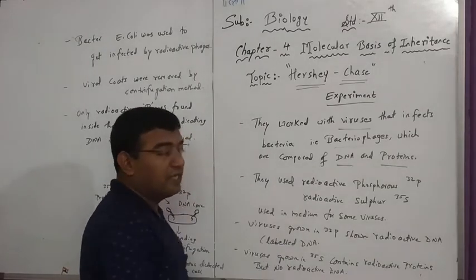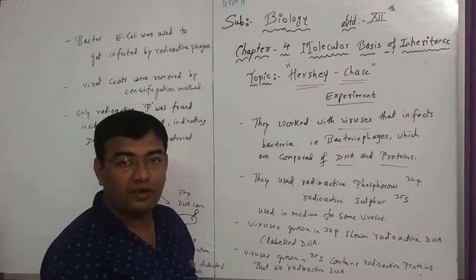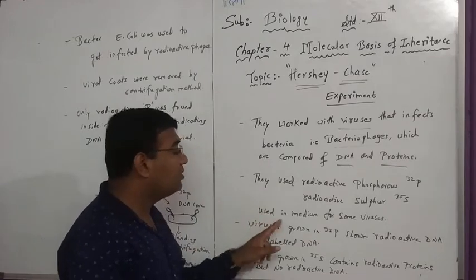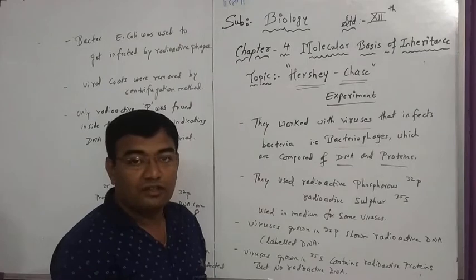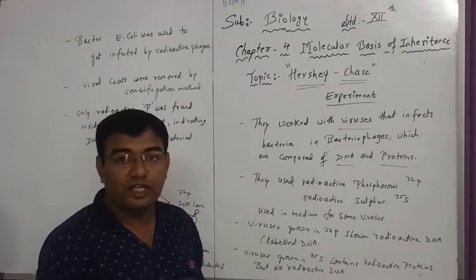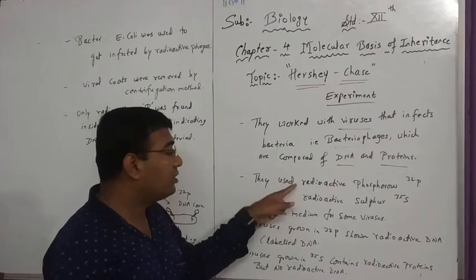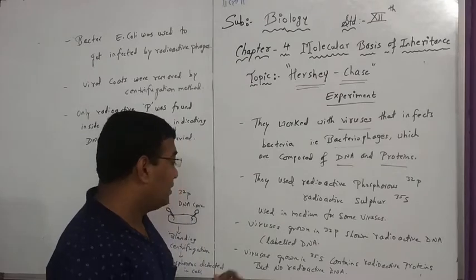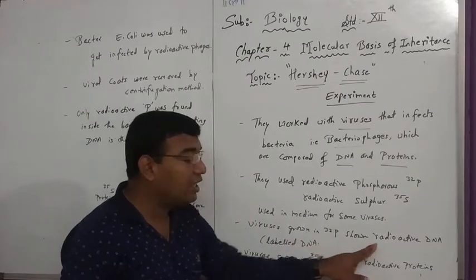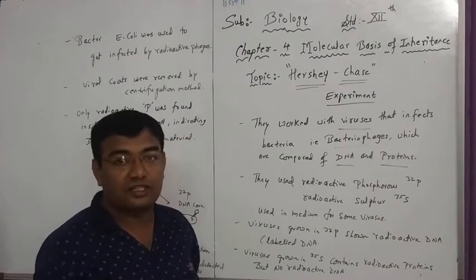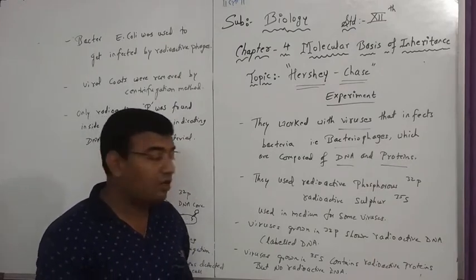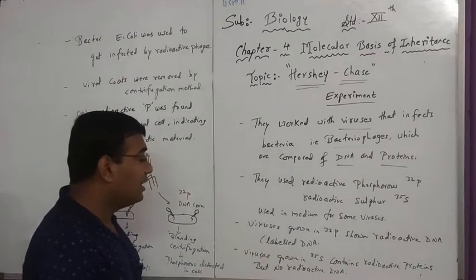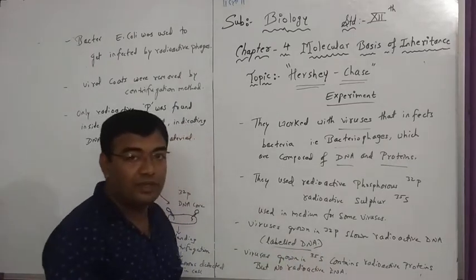So these two different radioactive materials were used in the medium for culturing the viruses which infect bacteria. When they used radioactive phosphorus and radioactive sulfur, the results were shocking. They found that the viruses grown in phosphorus-32 showed radioactive DNA. That means when the virus culture was grown in a medium of phosphorus-32, radioactive DNA was isolated, and they found that this DNA was labeled with radioactive material.